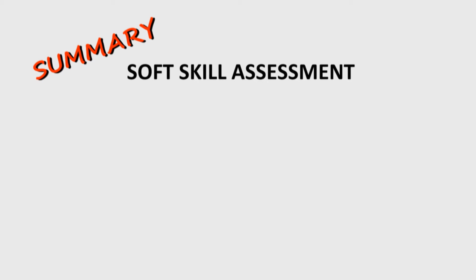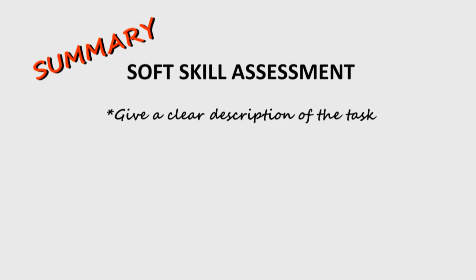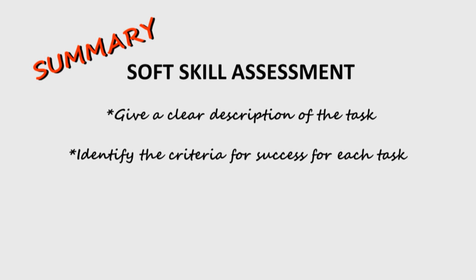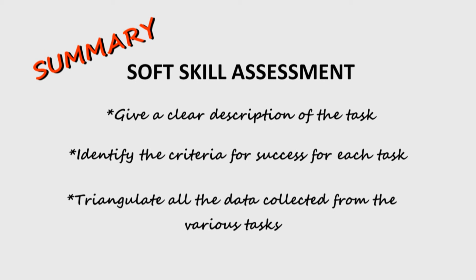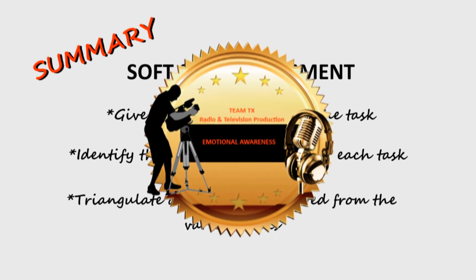In summary, we prepared for our soft skill assessment by putting the following elements in place. The students were given clear information on the tasks before them. The criteria for success for each task being assessed were outlined and discussed with the students. All the data collected from the different tasks was triangulated. The badge was awarded. In our next video tutorial, we will look at the assessment of student presentations through adaptive comparative judgment, and we will also look at and compare the impact of both assessment methods used in our application case.